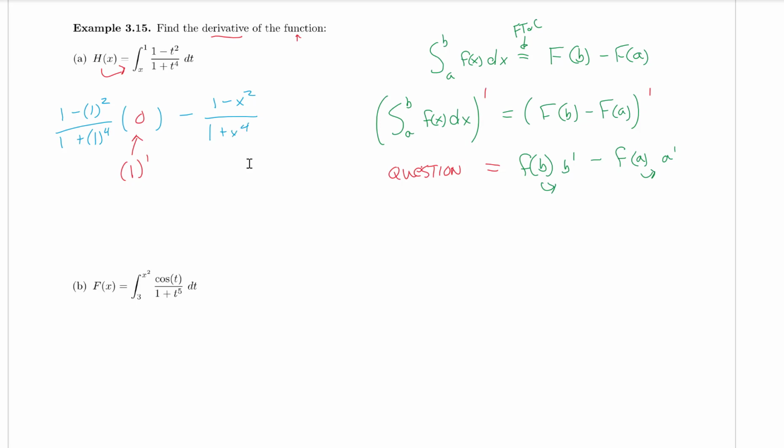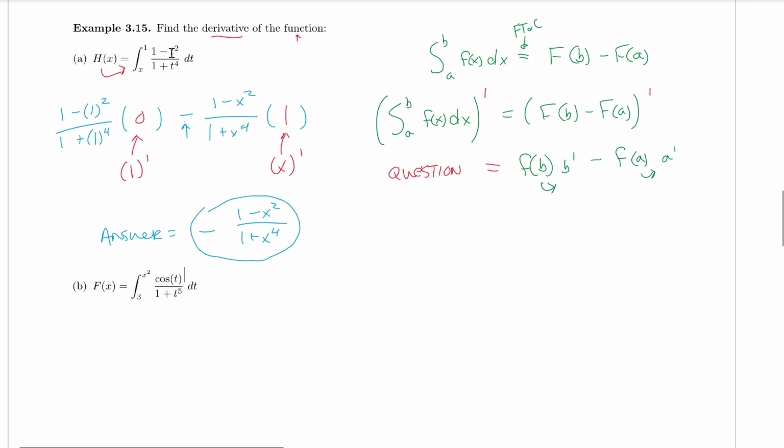And now what we need to do is multiply by 1, because that is the derivative of our x bound. And so our answer here is just negative (1 minus x squared) over (1 plus x to the fourth) times 1, which we don't need to write. So this looks remarkably similar to the integrand right here.